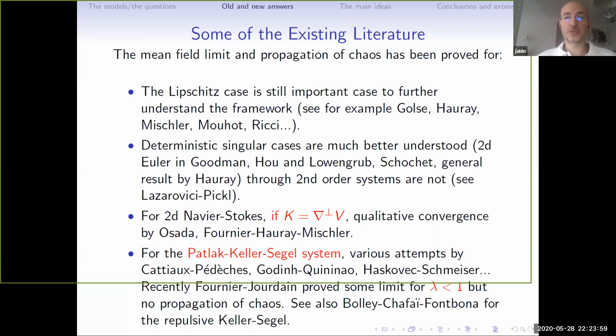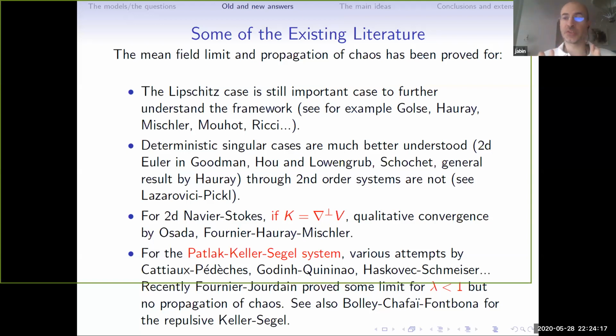And the mean field limit for the 2D incompressible Navier-Stokes was actually a result that we got with my students 3 years ago. So that gives you an idea of the difference in time that was required to understand the stochastic case.